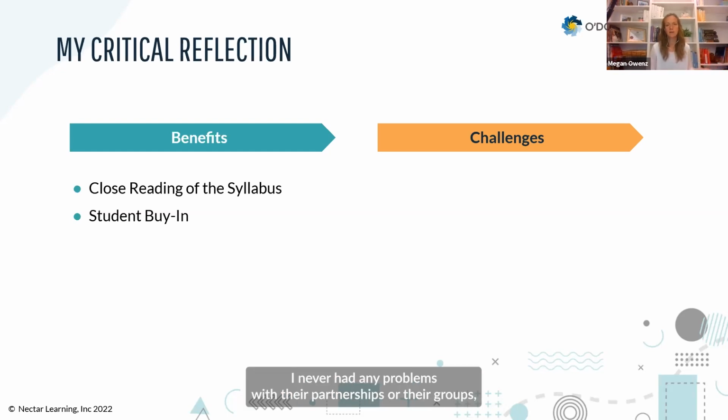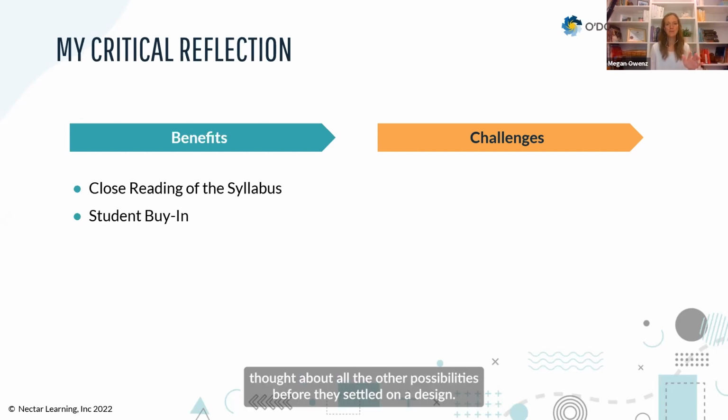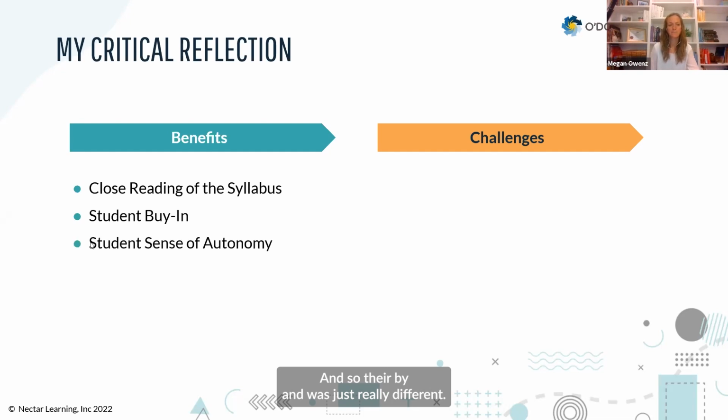And in those 2 semesters, I never had any problems with their partnerships or their groups. I think that was in part because they had designed it in a way that they felt was going to be fair and equitable for them, but also they had thought about all the other possibilities before they settled on a design. And so their buy-in was just really different. They reported a sense of autonomy, and I really saw the way that they would start and approach their assignments and assessments and approach class discussions, that they felt a lot more ownership of the learning in the classroom, I think.